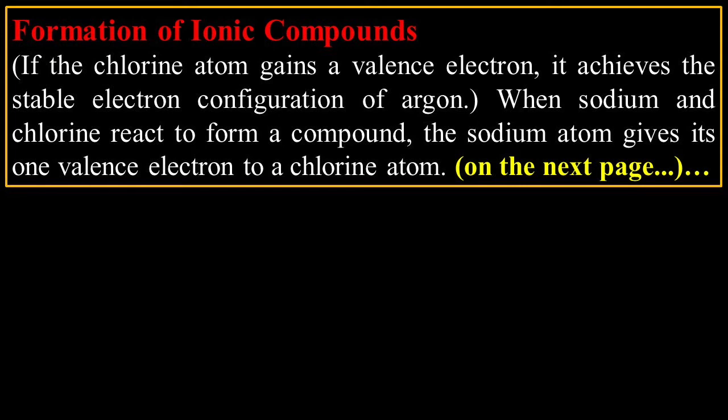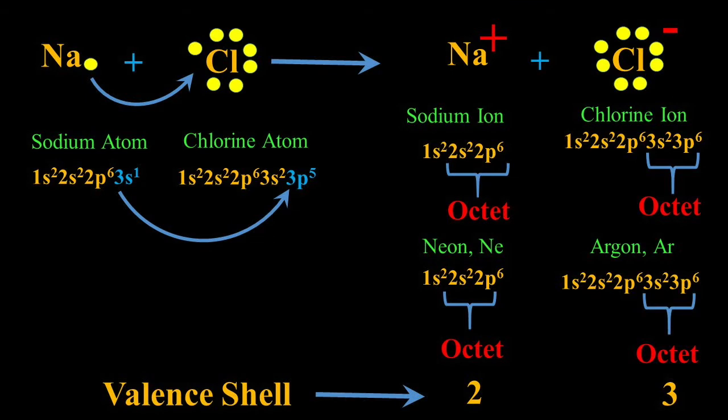When sodium and chlorine react to form a compound, the sodium atom gives its 1 valence electron to a chlorine atom. On the next page, you're going to see a diagram that helps illustrate the bonding of sodium with chlorine. Here is the sodium giving its single electron from the 3s to chlorine, forming the octet.